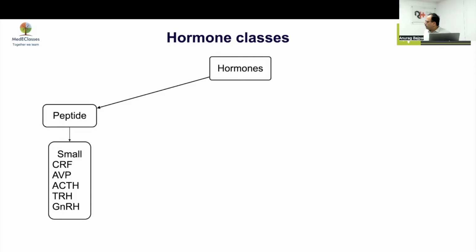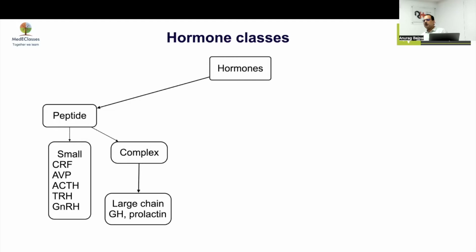Again, if you talk about AVP, it is a nonapeptide. So you will have around 9 amino acids. So many of them, ACTH is a bigger one, but it is still not very, very big or complex compared to the other hormones. So most of the hypothalamic signals will have a smaller peptide. Now, if you talk about the pituitary ones, they usually become more complicated and they become bigger.